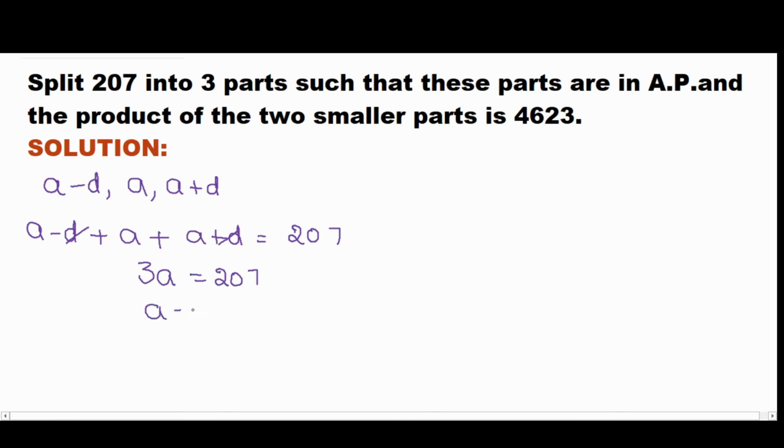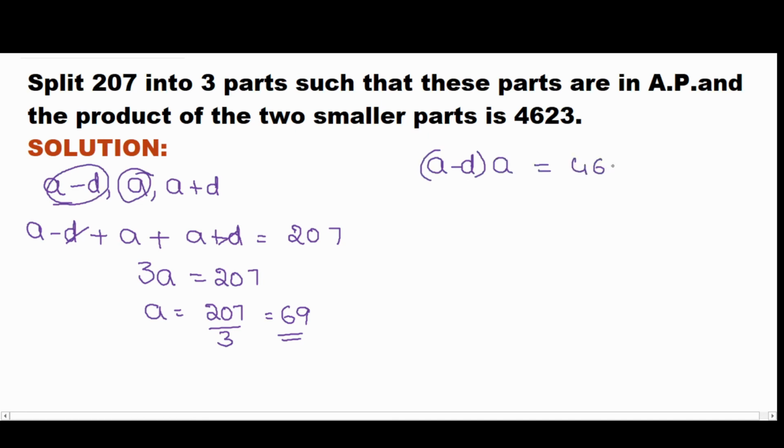And a value is 207 divided by 3. I get 69. Therefore, I have found a value. Now they are telling the product of the two smaller parts. You can see a and a minus d are the smaller parts. The product means a minus d into a, which is equal to 4623, as they have told. I know a value, let me substitute that. 69 minus d into 69 is equal to 4623.